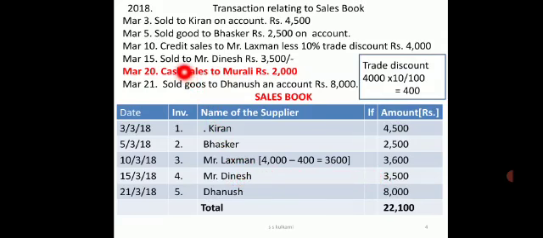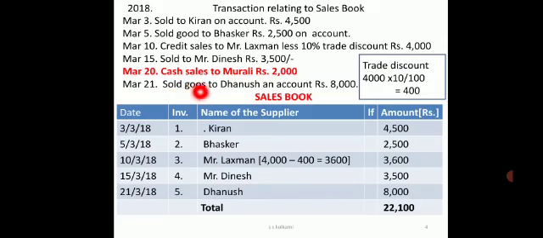Now the transaction dated 20th is a cash transaction because it says cash sales to Murli. So Murli has paid immediate cash, so cash is received. The journal entry is cash account debit to sales. Murli is not at all coming into our account, so we are going to take this transaction in the cash book.